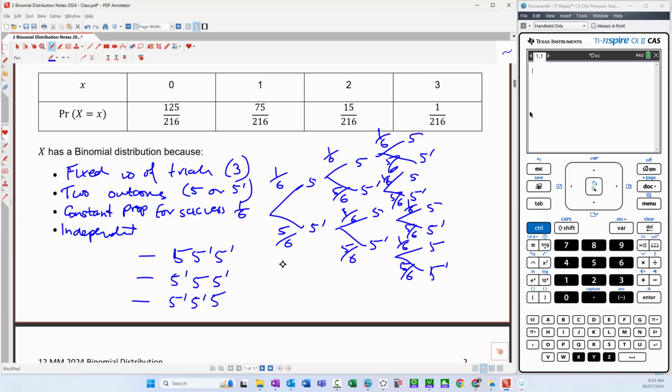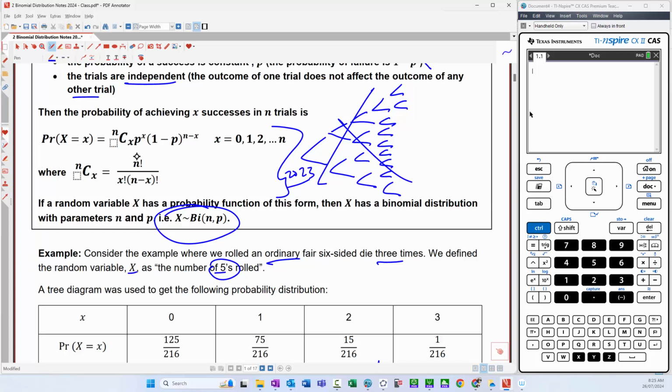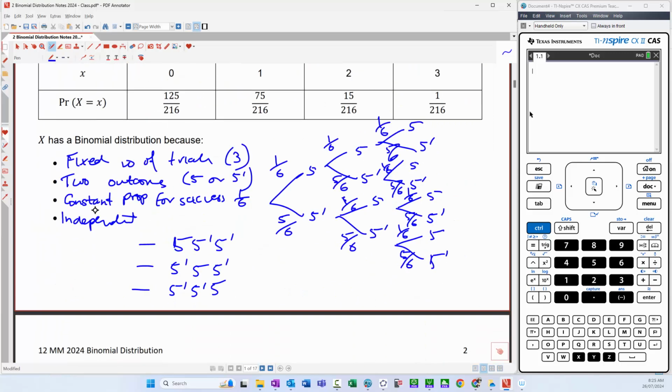But why don't we use the formula? The formula says that we're going to do n choose x. That's the number of trials, which is 3, and we want 1 success. So that's 3 choose 1. Funnily enough, that's 3, which matches the number of branches. Now the formula says it's the probability of success to the power of 1, because we need to see 1 success. So it's 1/6 to the 1.